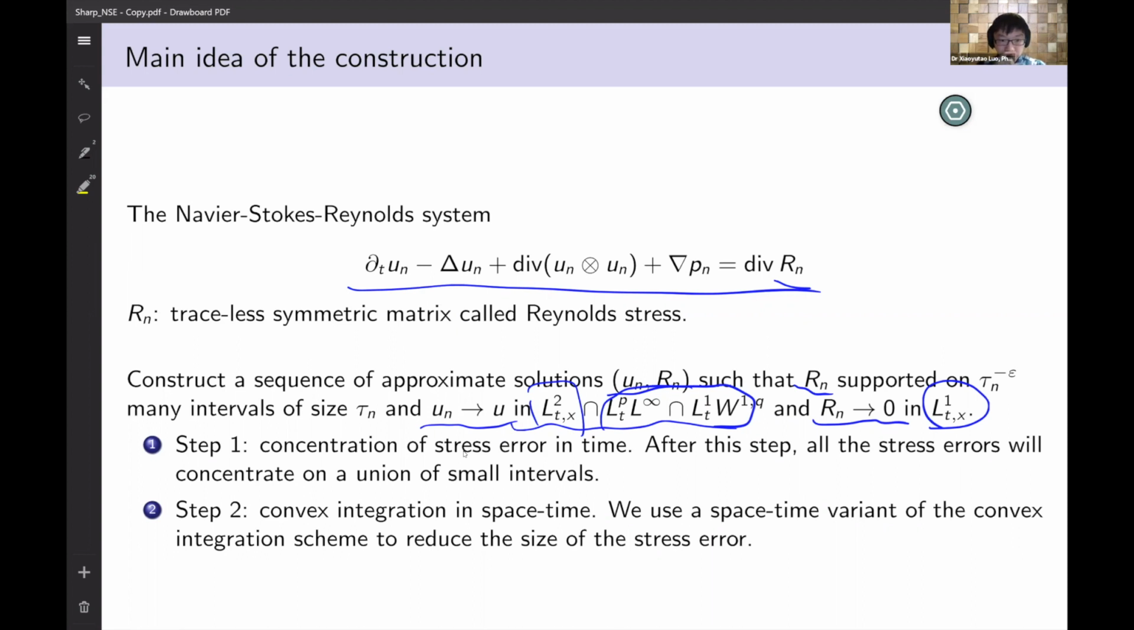Okay, so the first step is to concentrate the stress error. So you give me u_n, R_n, I will somehow concentrate the stress error so that it is supported on a union of smaller intervals. And this step does not change the error or the solution too much. It changed the solution a little bit, but not too much. And the error stays pretty much the same. And I'll specify the meaning of that later. So because we do not decrease the error, we have to use another step, which is convex integration. And here we use a new variant that reduces this error in spacetime.